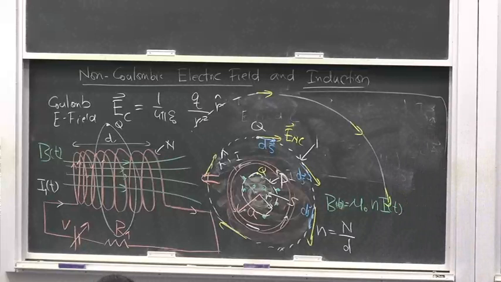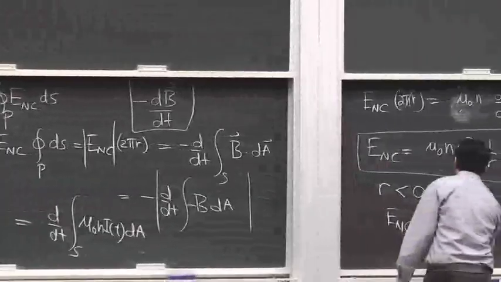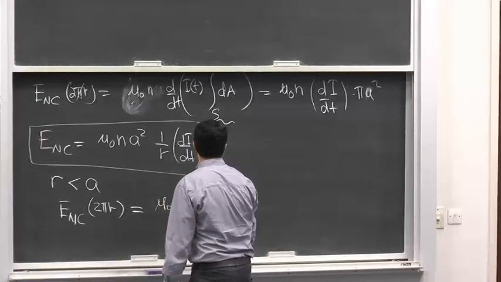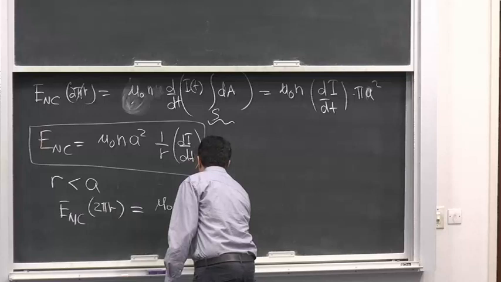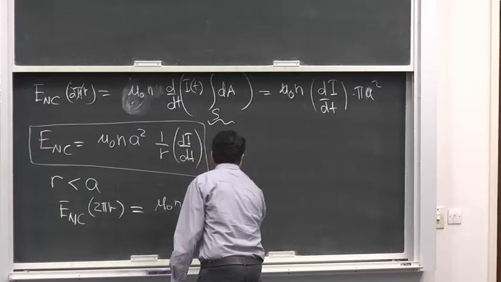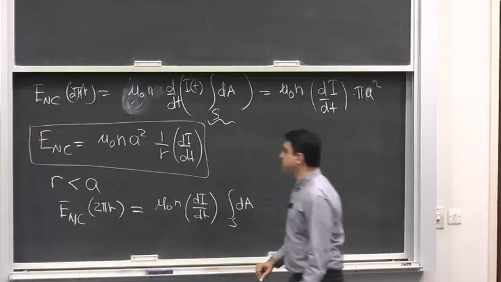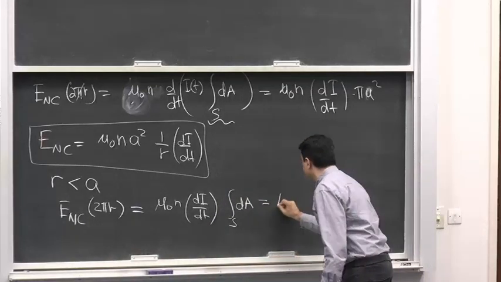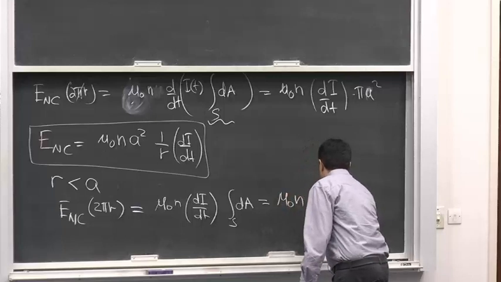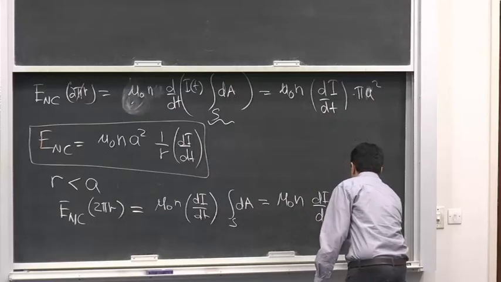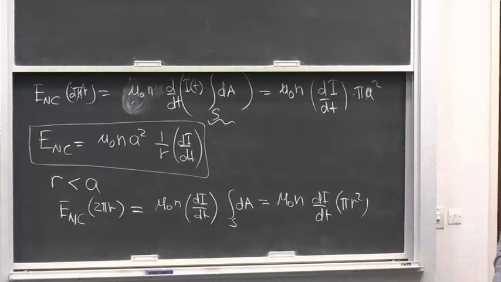So on the left hand side, what you would get is the non-Coulombic electric field multiplied by 2 pi r. On the right hand side, what you would get is mu naught n di by dt multiplied by the surface integral, and in this case the surface area is pi r squared rather than pi a squared.